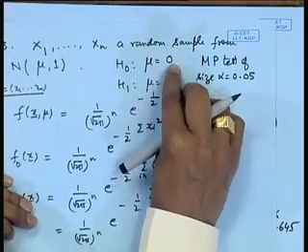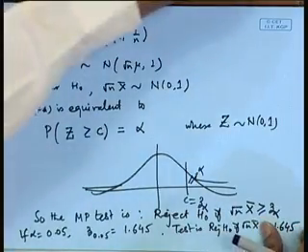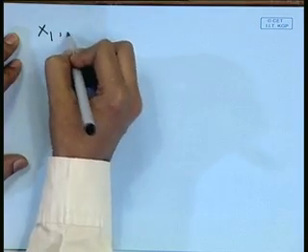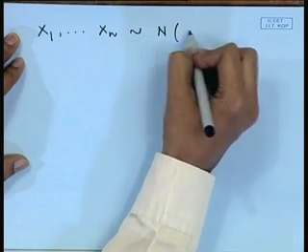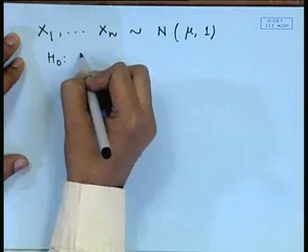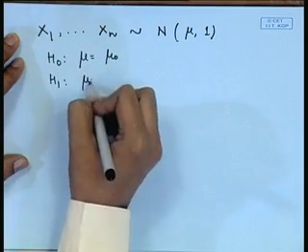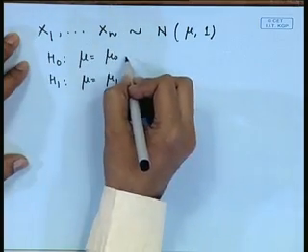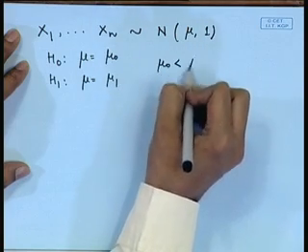In place of mu is equal to 0 and mu is equal to 1, if we substitute some values mu naught and mu 1, let us see the effect of this. So, now let me generalize this problem. X1, X2, Xn follows normal mu 1, and we are testing the hypothesis whether mu is equal to mu naught against H1 mu is equal to mu 1, where let me take mu naught to be less than mu 1.